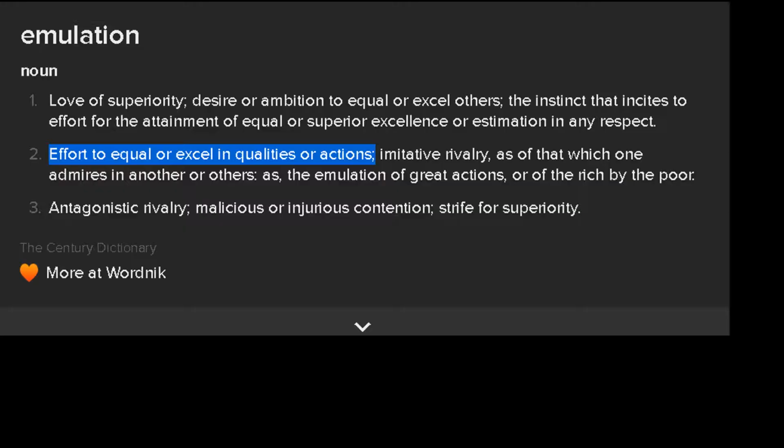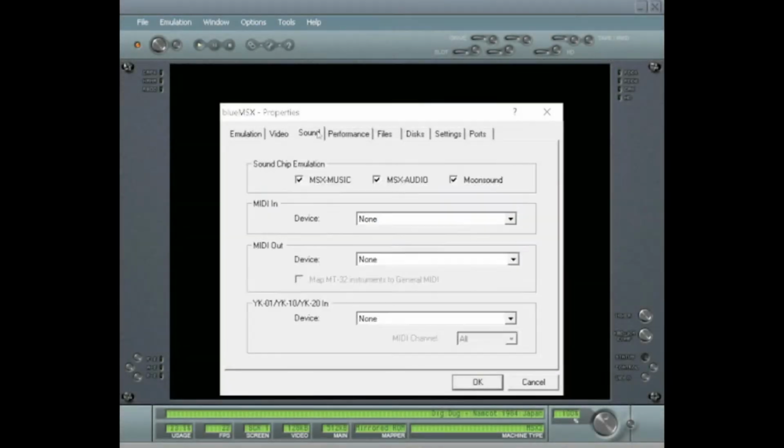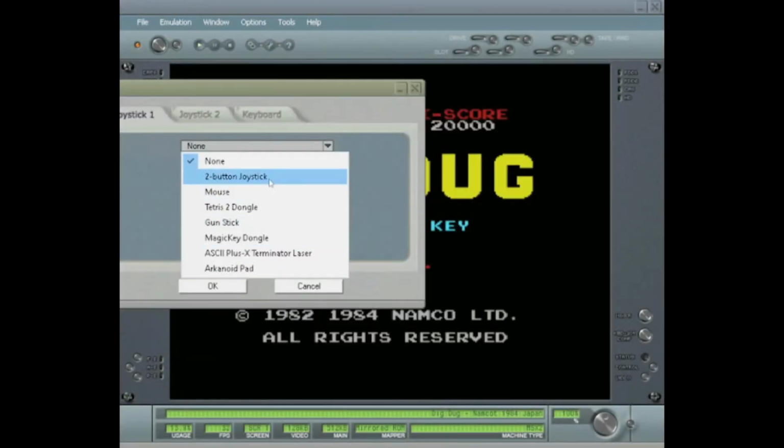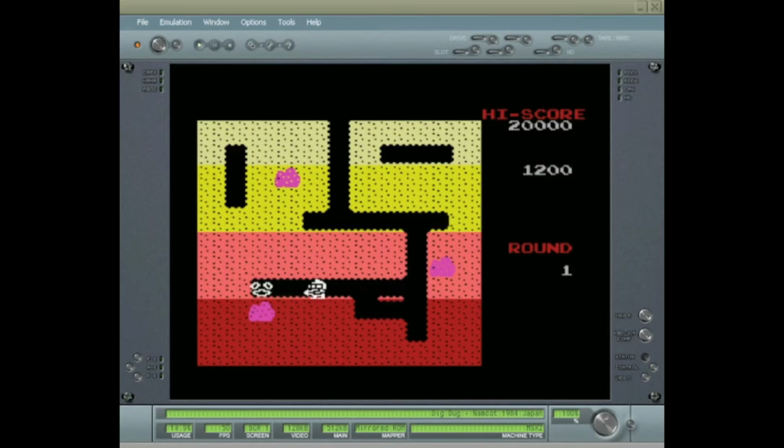The basic definition of emulation is an attempt to equal or excel the efforts of others. Computer emulation is just this, and has had a long-standing importance in technological development, as well as for preservational and educational purposes. Emulation isn't the only thing that's good for preservation. In fact, there are certain things emulation simply cannot preserve.